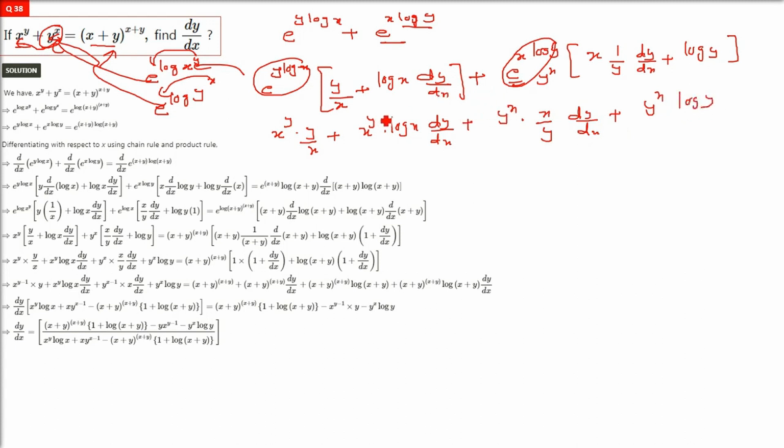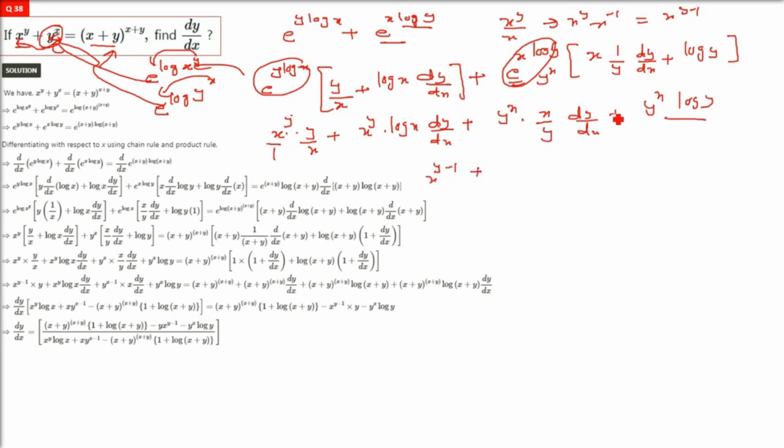Alright. Now we'll take dy by dx terms together and other terms together. So x to the power y by x can be written as x to the power y multiplied by x to the power minus 1. So it will be x to the power y minus 1. So this is x to the power y minus 1. And there will be y also.